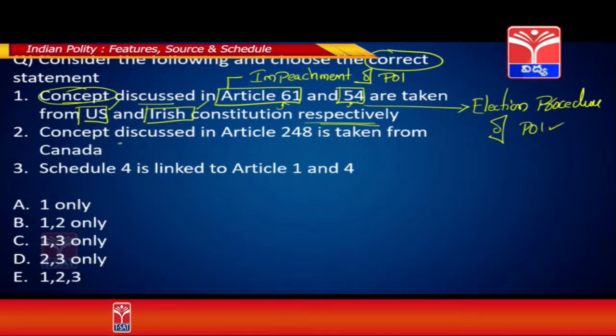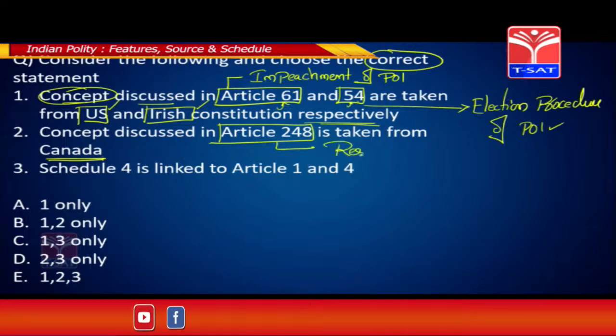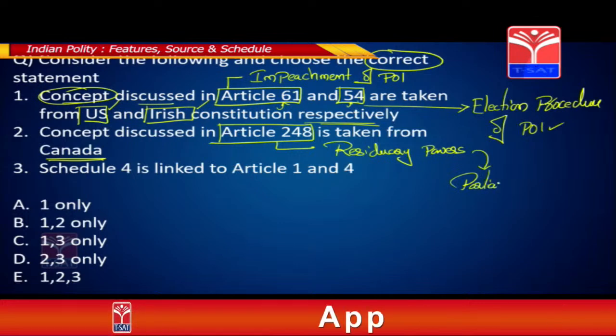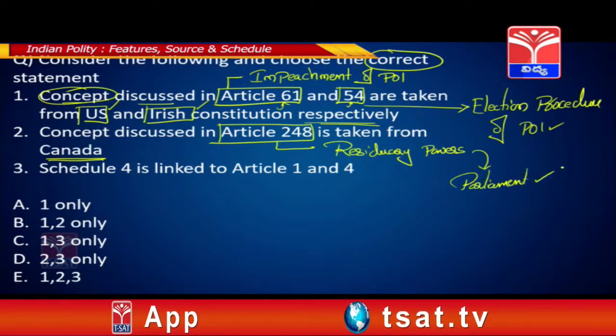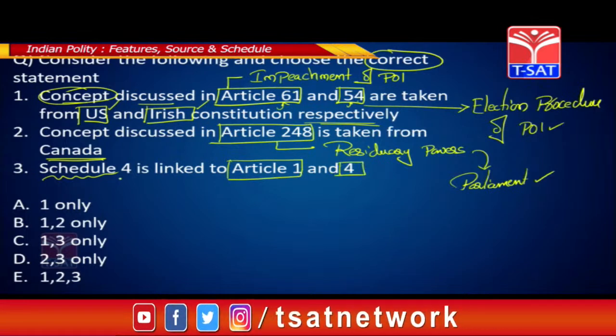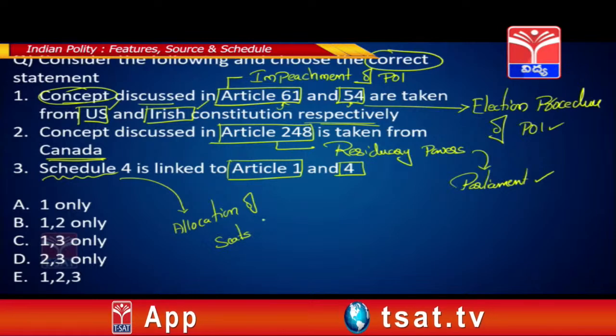Let's see. The concept discussed in Article 248 is taken from Canada. Now what is Article 248? Article 248 talks about residuary powers. In India, residuary powers are given to Parliament. Parliament has the residuary powers in India. This is taken from Canada. Okay. Schedule 4 is linked to Article 1 and Article 4. Schedule 4 talks about the allocation of seats for all the states in Rajya Sabha.